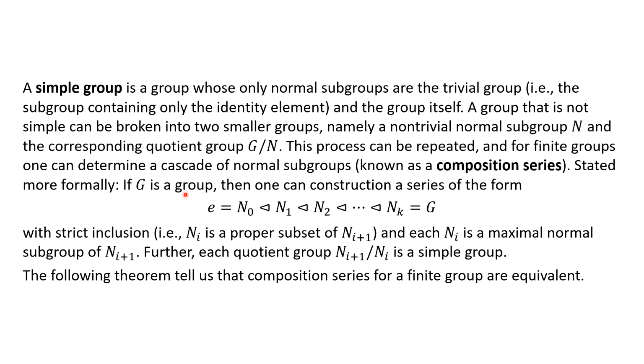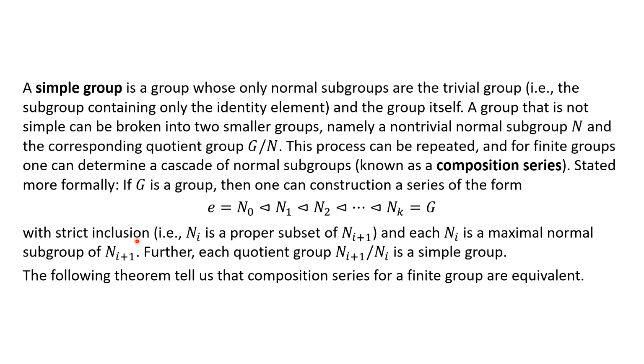Stated more formally, if G is a group, then one can construct a series of the form shown here. You're starting with the identity and then progressively getting larger normal subgroups, each of which is contained in the next, until you finally end up with G, which is also a normal subgroup of itself.